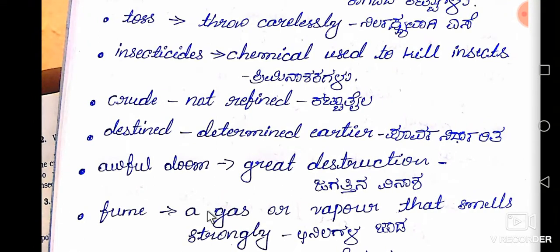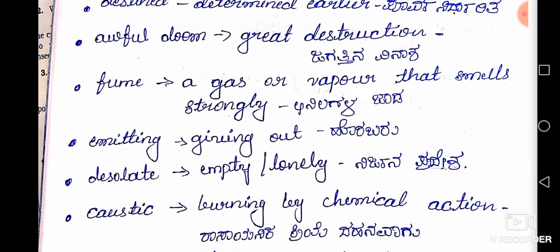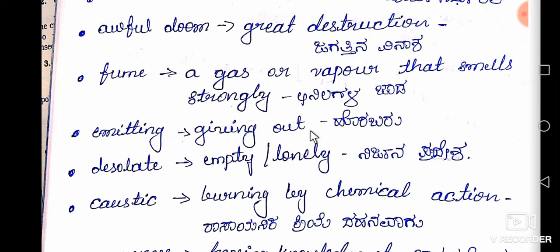Next one is awful doom. Awful doom means great destruction. Next one is fume. Fume means a gas or a vapor that smells strongly. Next one word is emitting. Emitting means giving out.